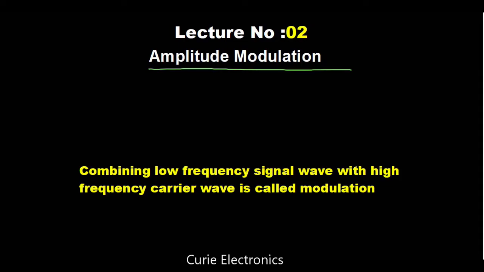In this presentation, we are going to learn about amplitude modulation. So we know the definition of amplitude modulation. What do you mean by amplitude modulation? Combining a low frequency signal, that is, it can be speech or music, with a high frequency carrier wave. The carrier wave may be in megahertz. So with a high frequency carrier wave, we are superimposing the message signal. That is what amplitude modulation is.